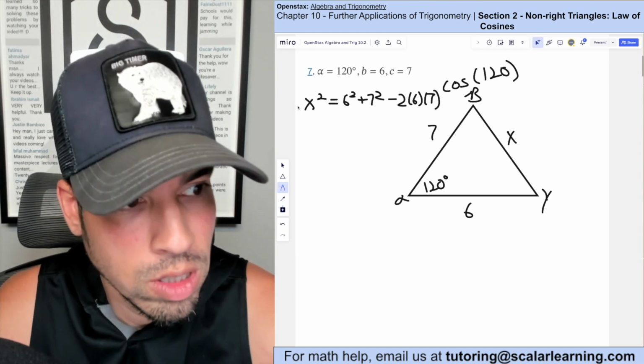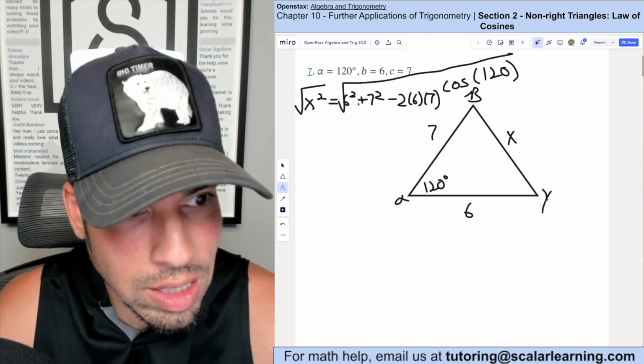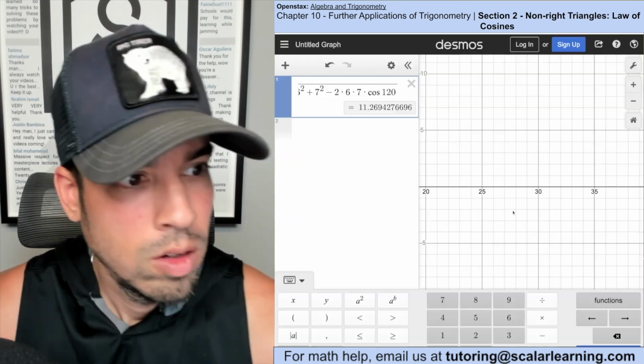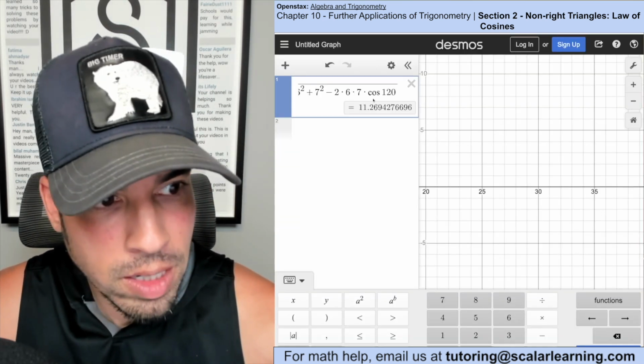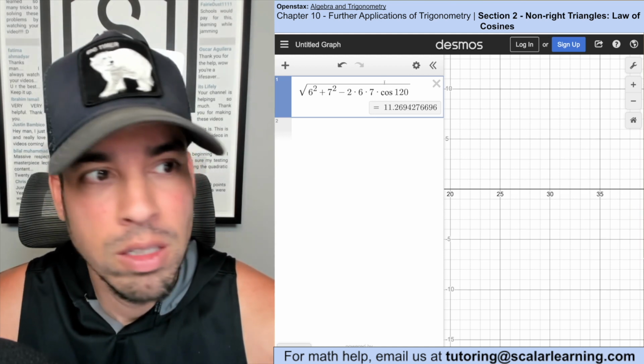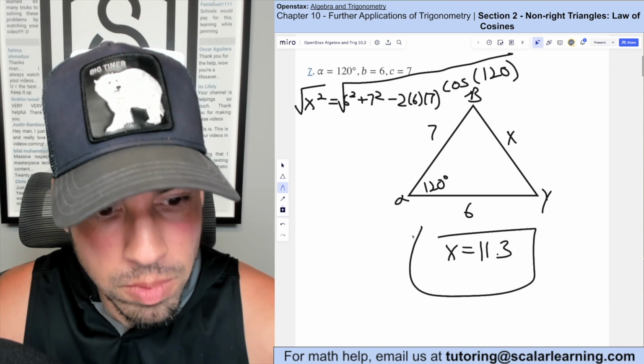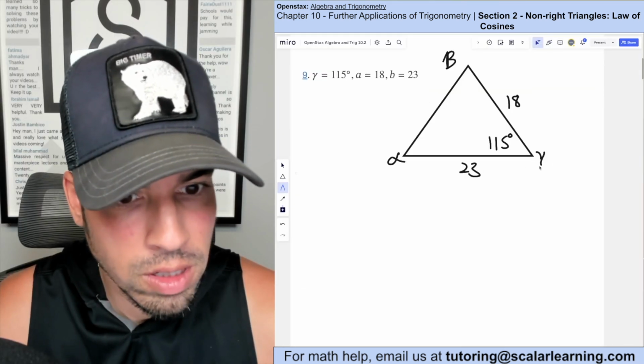Before we plug it into Desmos, we solve for x by taking the square root of both sides, so we're taking the square root of this entire argument. Let's do that in Desmos now. You plug in that entire argument and you get 11.3 to the nearest tenth. So that missing side is 11.3.